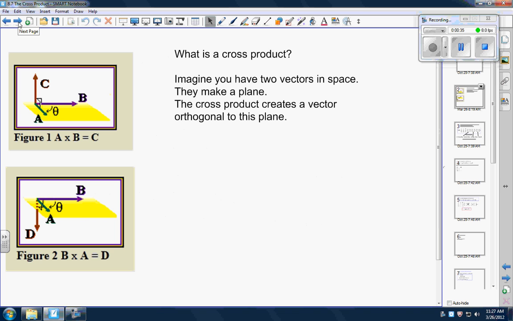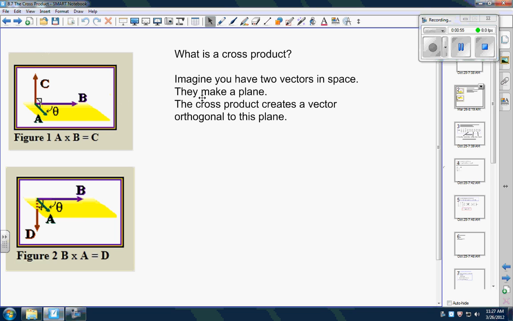So cross product is basically just a vector that's orthogonal to any 2 vectors in space. Okay, so you take 2 vectors, an A or a B. All the cross product is, the resulting vector will automatically be perpendicular to whatever 2 vectors you have.